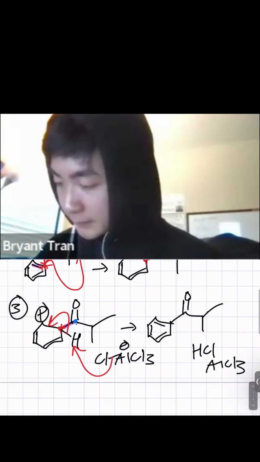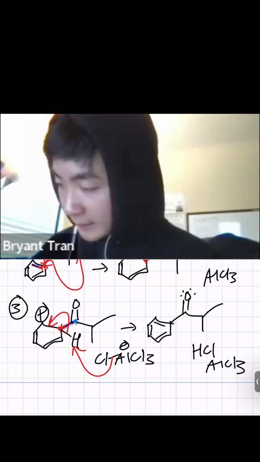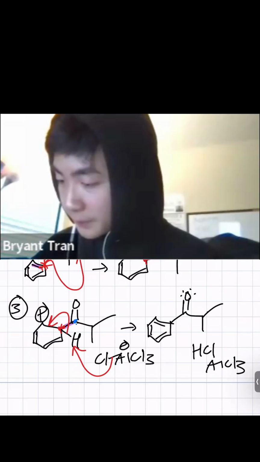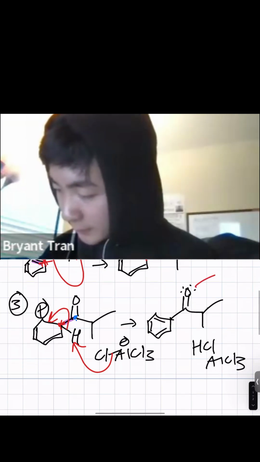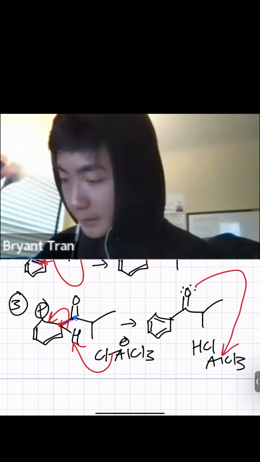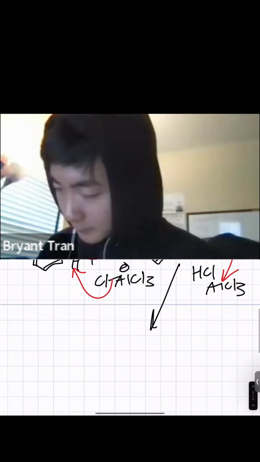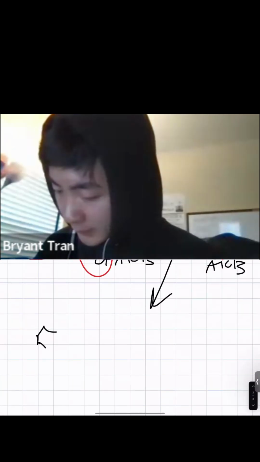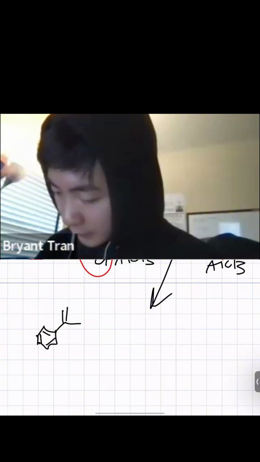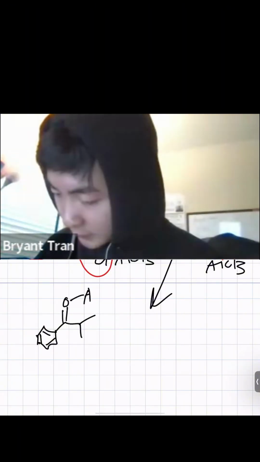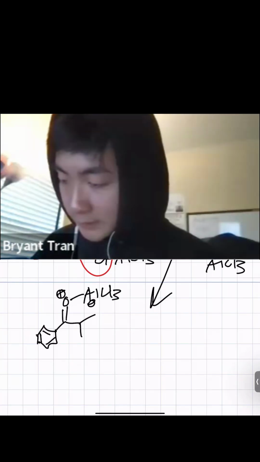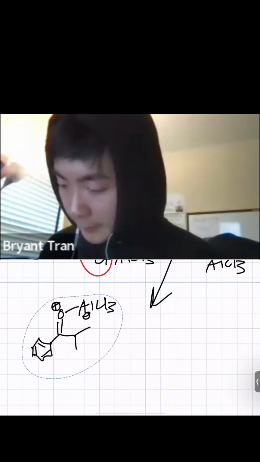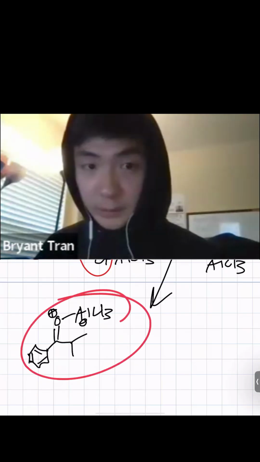But we don't stop here because this carbonyl oxygen here is nucleophilic, which can attack the aluminum of the Lewis acid that we reformed, right? Because there is an empty p orbital there. And as a result, we're gonna get this intermediate here where we have the carbonyl oxygen attached to this aluminum, where the aluminum will be negatively charged with four bonds and oxygen will be positively charged with three bonds, right? Now that's the end of the first step.